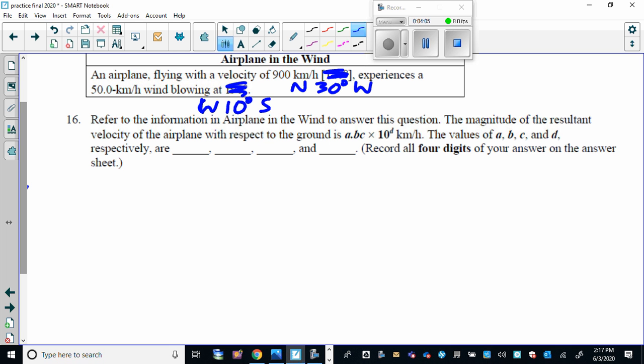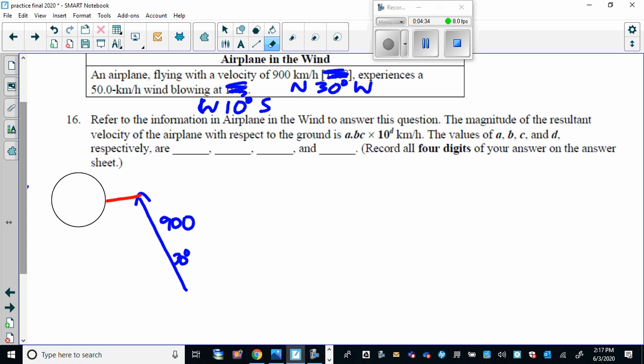know its resultant. And again, we'll start off with a little sketch. So north 30 degrees west is approximately like this. There's your 30 degrees north and then 30 degrees towards the west, and that's 900. And the wind is blowing at 50 kilometers per hour, so a much shorter vector, and it's west, start at west, and then go 10 degrees towards the south. So it would be something like that, maybe actually shorter. Yeah, quite a bit shorter. Should be even shorter than that. Anyway, you get the idea, and that's 50 kilometers, and here is your resultant vector.